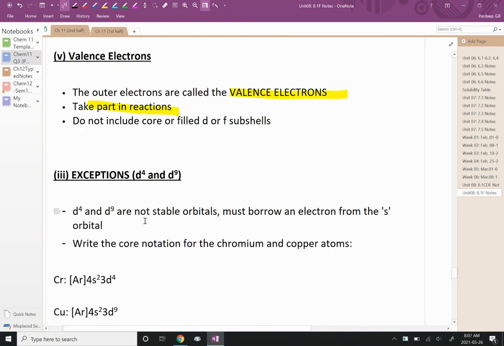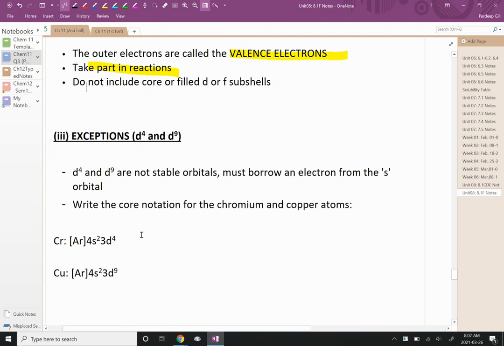A few exceptions are the d4 and d9. They are not considered stable orbitals, so you have to make sure when you write the electron configuration for them, you borrow from the s orbital before it. Okay, that's just an exception to the rule. So here we have chromium. It has a 4s2 3d4 configuration. Now notice it's a d4. This is what you have to recognize. It's a d4 shell, and that is not stable, so we have to borrow.